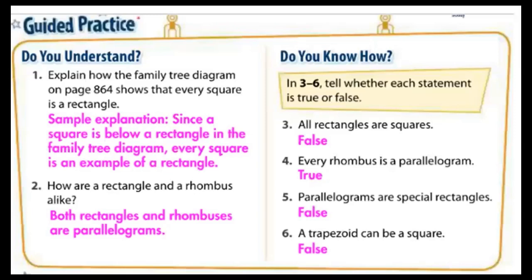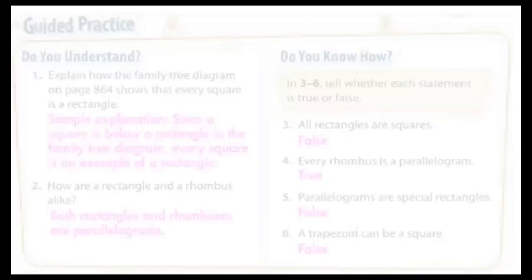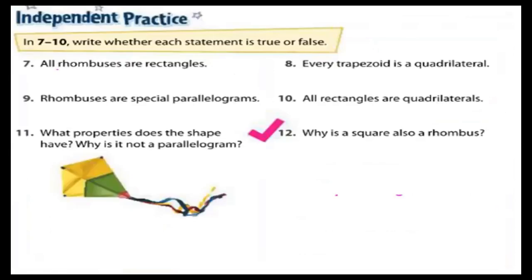Okay. If you're ready, move to the independent practice on the same page and start solving it. Write whether each statement is true or false. Number 7. All rhombuses are rectangles. True or false? False. Number 8. Every trapezoid is a quadrilateral. True or false? True. Number 9. Rhombuses are special parallelograms. True or false? True. Number 10. All rectangles are quadrilaterals.